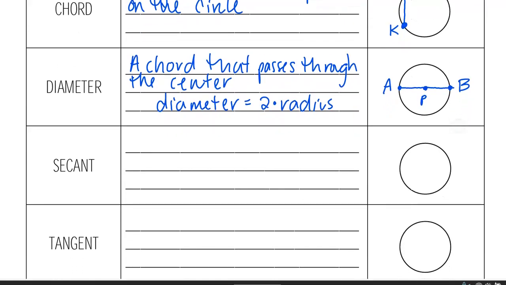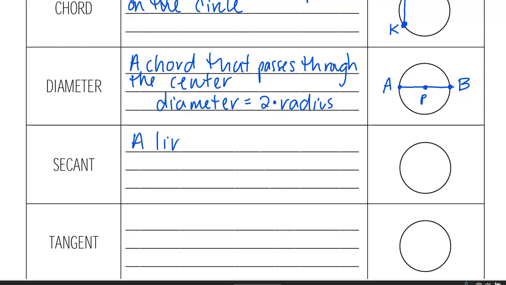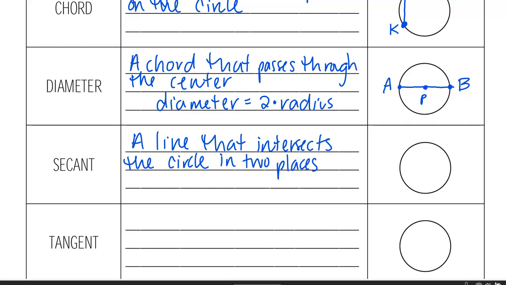All right, a secant is a line that intersects the circle in 2 places. This is different than a chord because it's a line and not a line segment. So it keeps going on. It just runs through this circle. If we had X and Y, then our secant line would be like this.